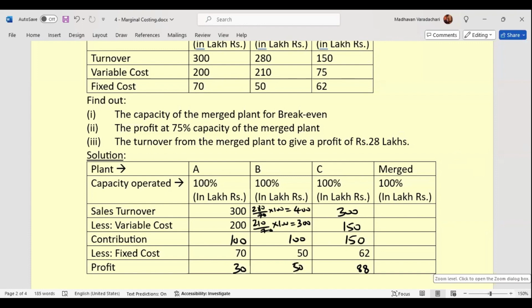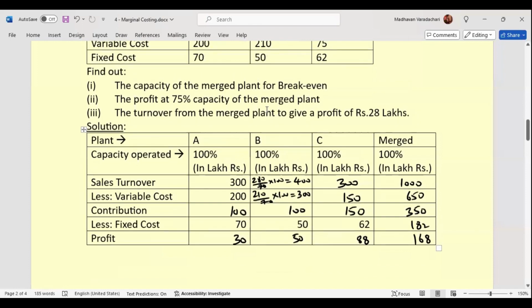Now for the merged one, it will be 1000, adding all the sales turnover, 300 plus 400 plus 300. Variable cost here 200 plus 300 plus 150, 650. Contribution will be 350. Fixed cost, let us add 70 plus 50 plus 62, 182. So if we subtract, we get 168 will be the profit for the merged one.